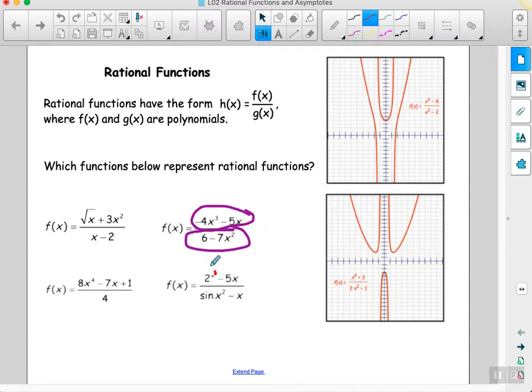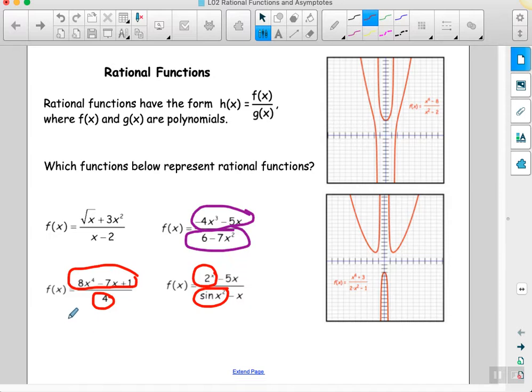Taking a look at that, that's not polynomial. That part isn't polynomial. So this couldn't be a rational function because neither the numerator or denominator are polynomial functions. This is definitely a polynomial, and this is a constant. So we would not classify this as a rational function because the denominator is a constant.